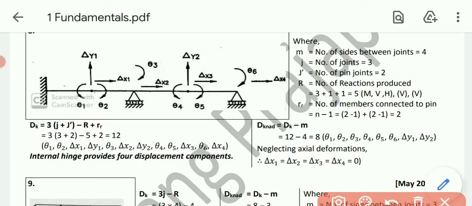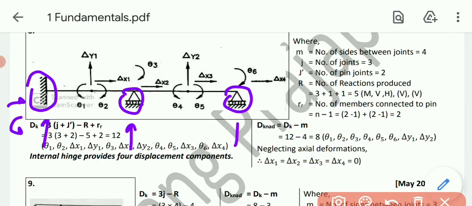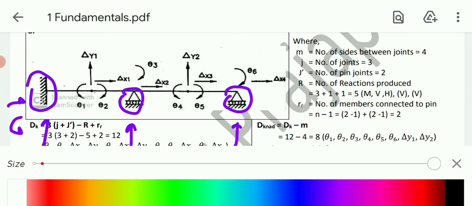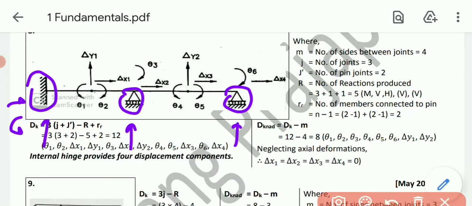Let's see, over here 1, 2, 3 reactions are produced. Over here roller support, 1 reaction will be produced. So all the remaining ones are displacement. In this one no displacement will be there, free support is there. So 2 rotations, theta 1, theta 2, vertical and horizontal, that is for the first one.